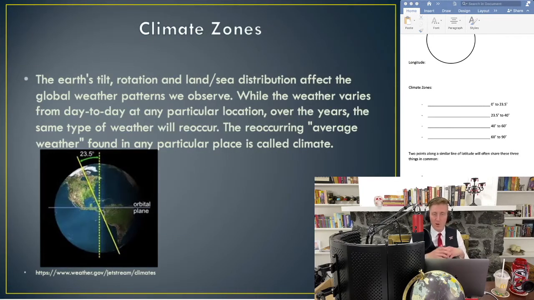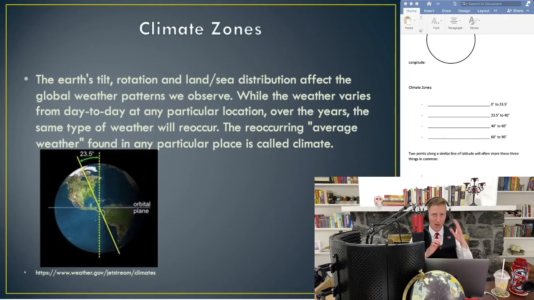All right. So next thing we're going to be talking about are the climate zones. Climate zones are important because they kind of give us an idea of where we are on Earth relative to proximity to the equator. Why the equator? I'll get to that in a second. So climate zones. Because of the Earth's tilt, rotation, and the land-sea distribution, it affects some of the global weather patterns we observe. Now, while weather varies from day to day at any one location, over the years, the same type of weather will reoccur. This reoccurring average weather found in any particular place is called climate.